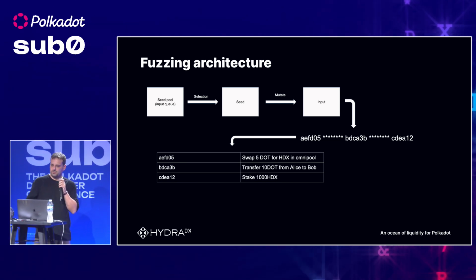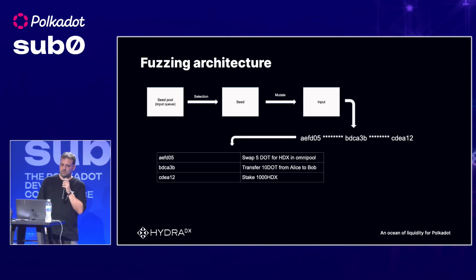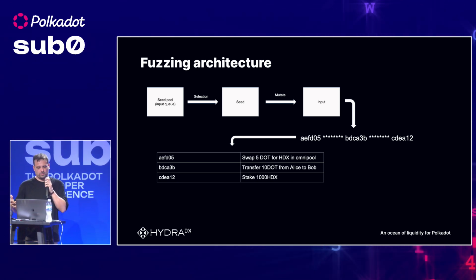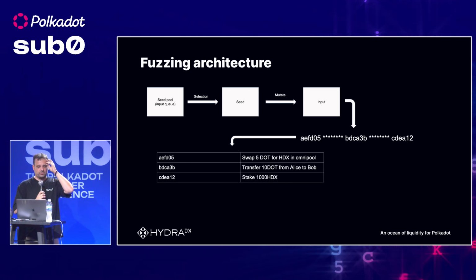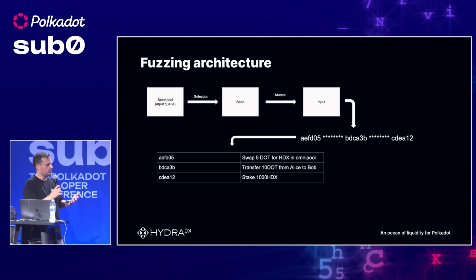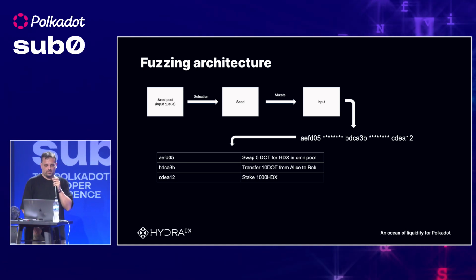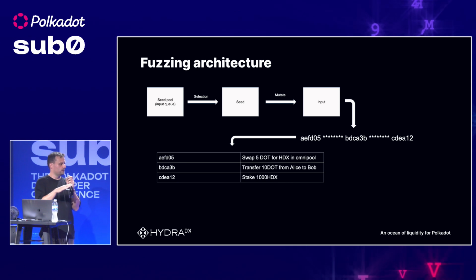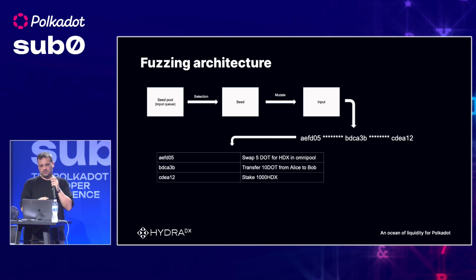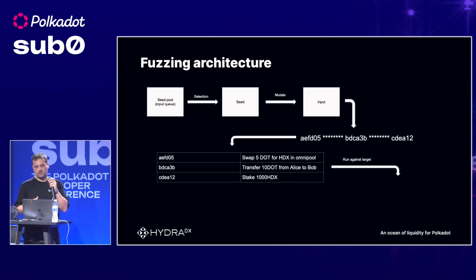So first one, swap 5 DOT for HDX in OmniPool. Then after that, it will execute the next one, which is transfer 10 DOT from Alice to Bob. And then it will execute stake 1,000 HDX in OmniPool staking. So it takes this input and runs it against a target, which in our case will be the runtime.